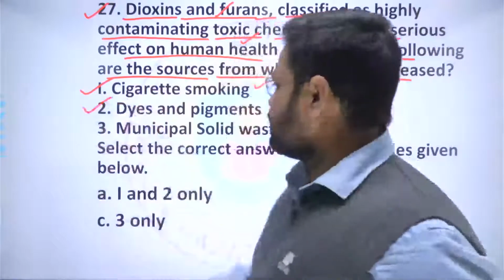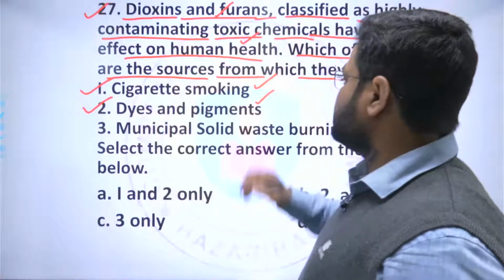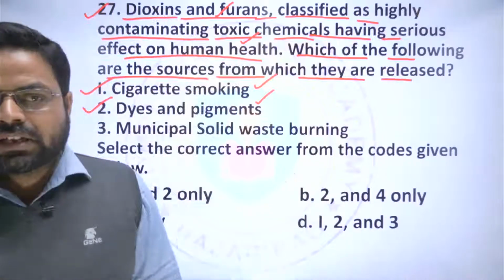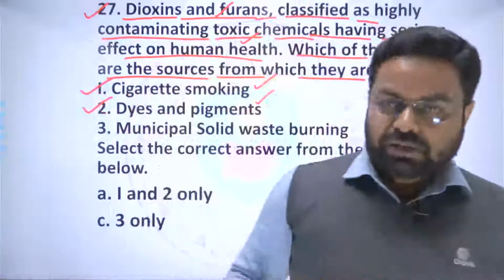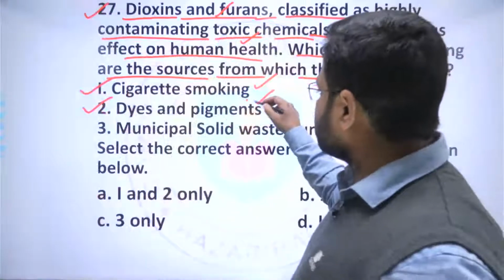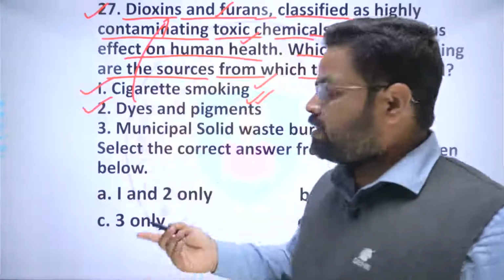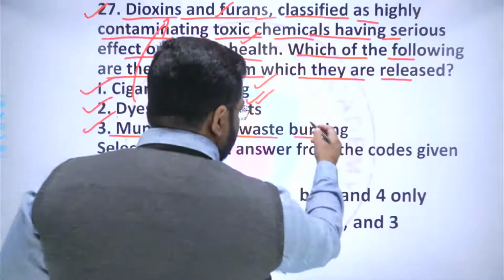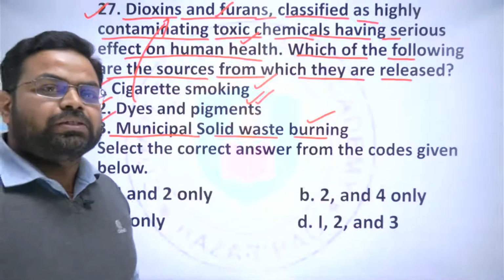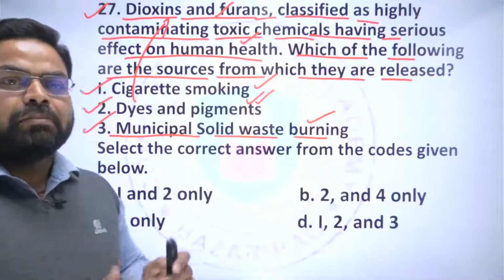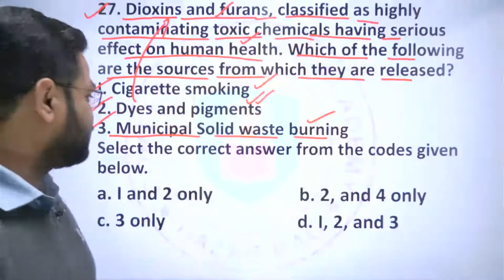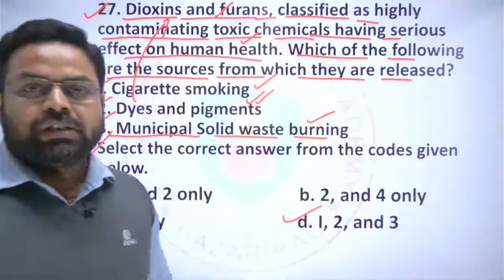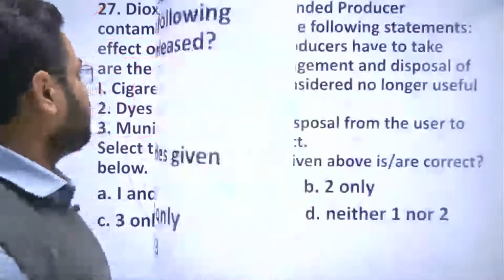Next is dyes and pigments. Those dyes and pigments which are used during the painting of the house, for making furniture, and various other processes, also release these gases. So the second statement is also correct. And the third is municipal solid waste burning. Definitely municipal waste is the source of all kinds of toxins and pollutants, and that is why municipal waste management is one of the biggest issues nowadays, right? So here the answer will be all three, that is 1, 2 and 3, option D, right? Now come to the next question.